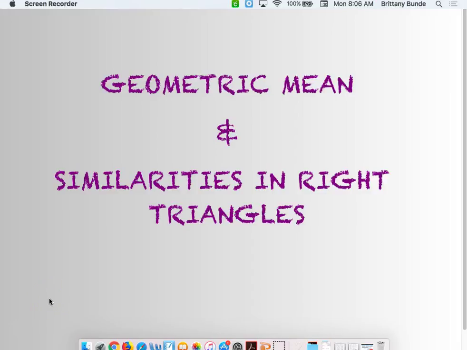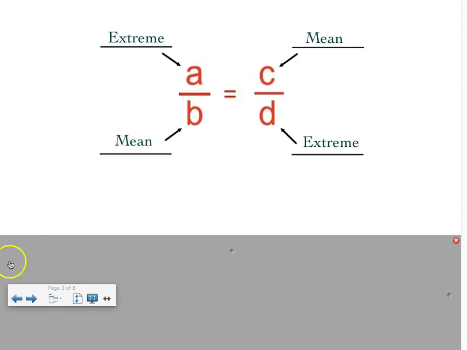This is a little segue into the chapter, but it uses what we did last chapter, so we'll have some familiarity here in a second. Here we go. This is a standard proportion that we used all last chapter. But now we have special names for these little parts.